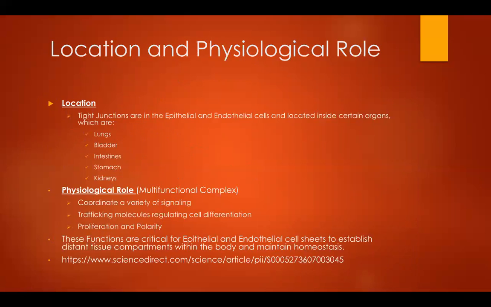Location and physiological role that tight junctions play: the location is the epithelial and endothelial cells located inside certain organs, and those organs are lungs, bladder, intestines, stomach, kidneys, just pretty important places. So this plays a huge role in our cells. Physiological role is it acts as a multifunctional complex, and they coordinate a variety of signaling. They do lots of signaling and trafficking of molecules, regulating cell differentiation, proliferation, and polarity. These functions are really critical for epithelial and endothelial cell sheets to establish distinct tissue compartments within the body and maintain homeostasis.